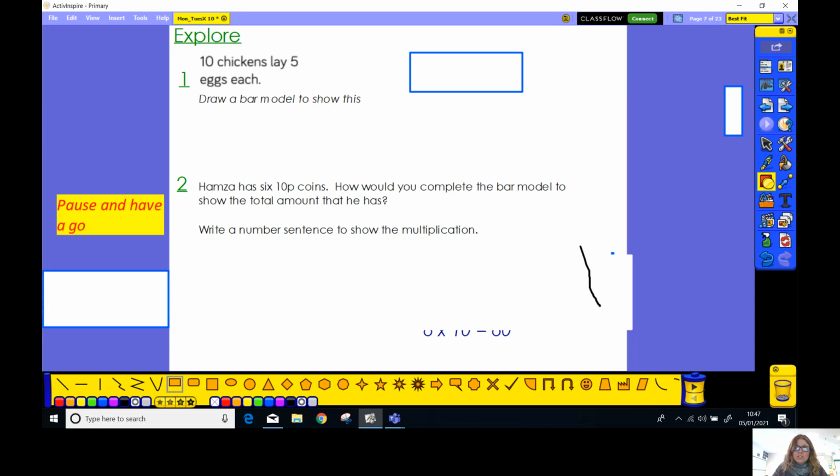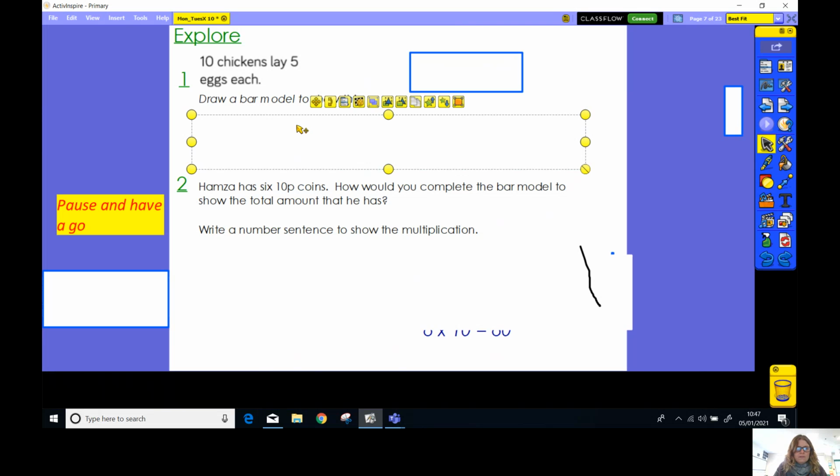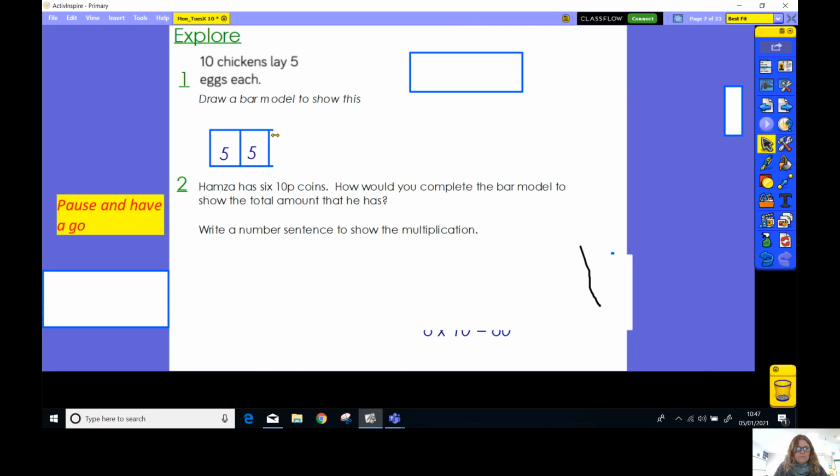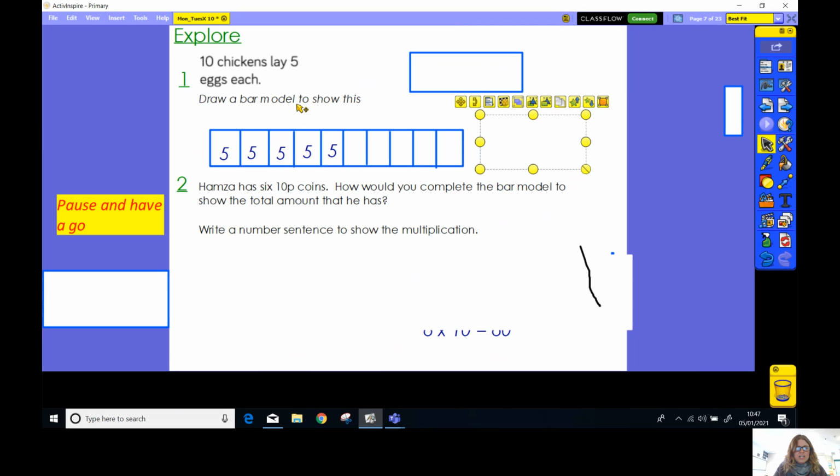We're going to draw a bar model now to show this in our books. I'm going to show you how to do this. We're also going to write a calculation and we're going to solve it. So if I have 10 chickens, I'm going to need 10 boxes because each one of those boxes represents a chicken.